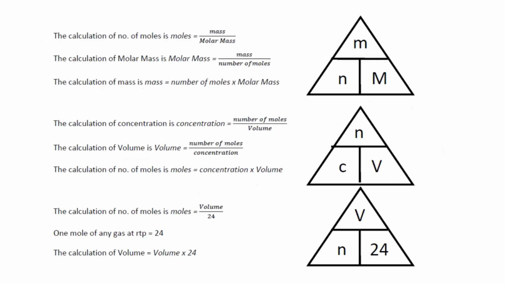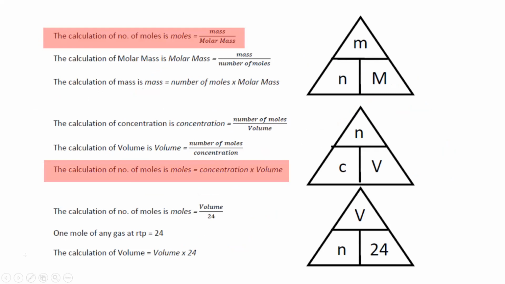So these are the three formulas of the moles. Moles equal mass in gram divided by molar mass. Moles equal concentration into volume, and moles equal volume of a gas divided by 24. So first, second, and the third formula.